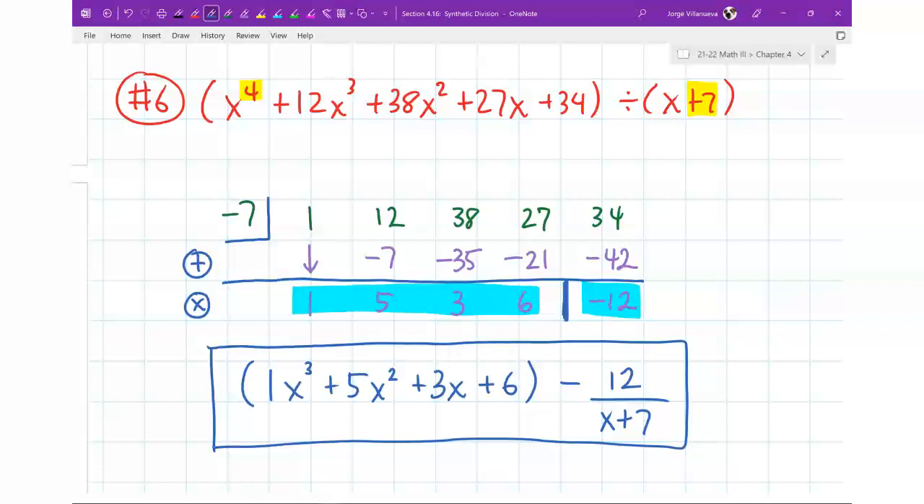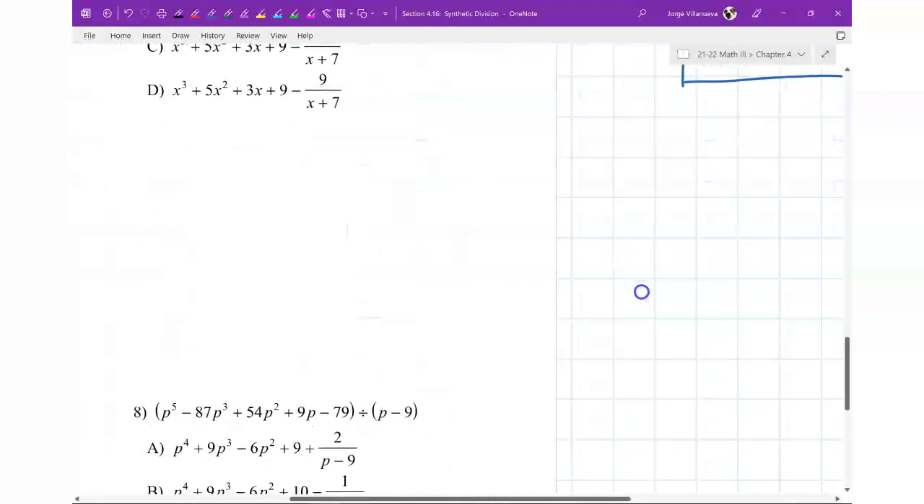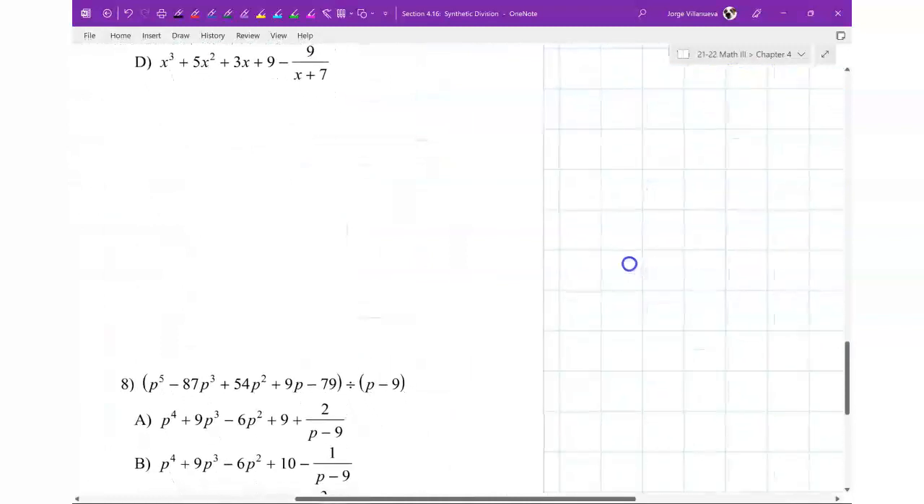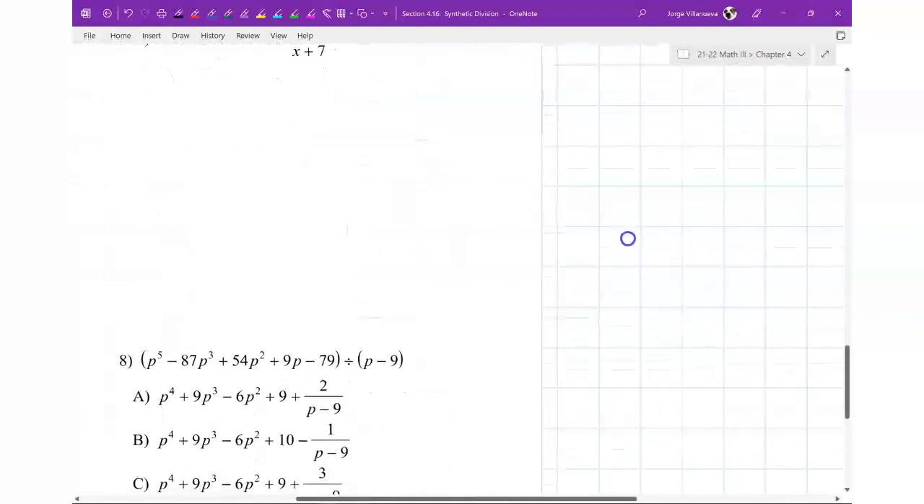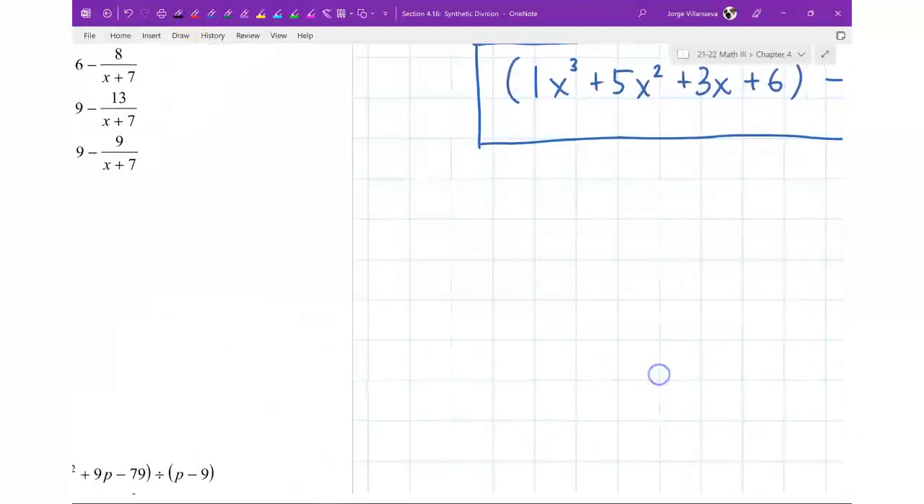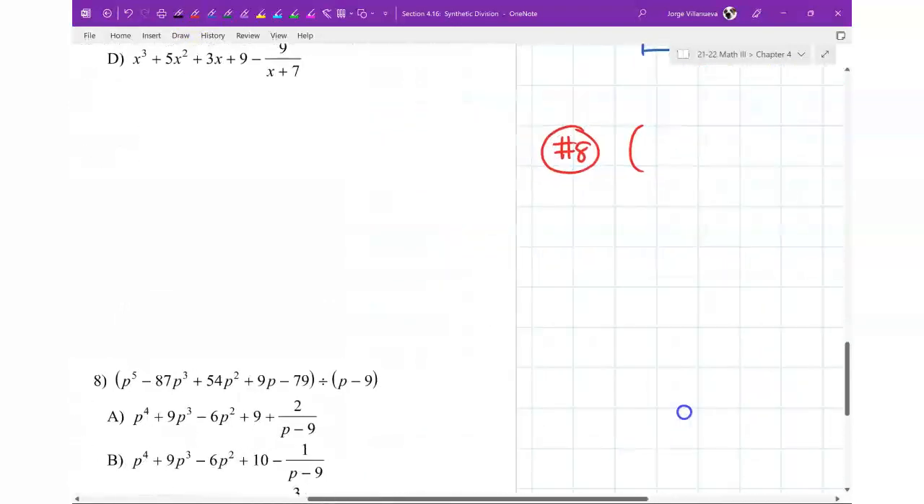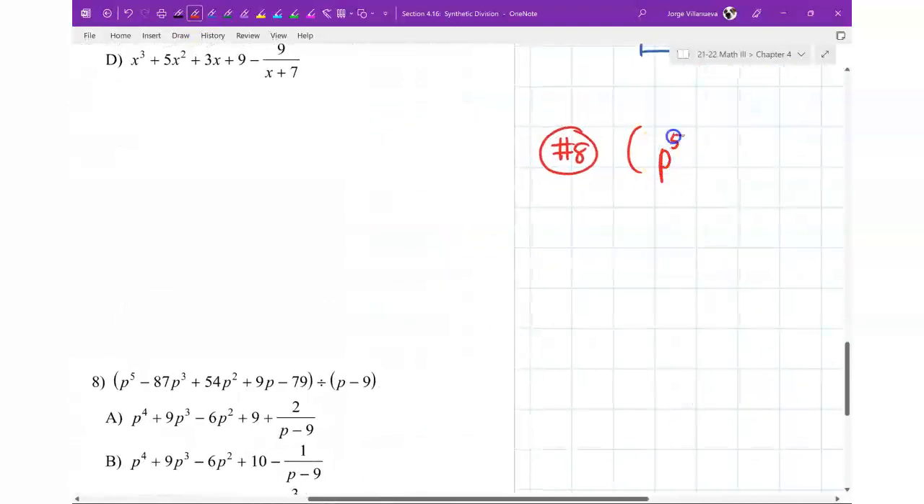So we've done the longest question. I'm going to give you guys a chance to do one all by yourself here. Number 8. I'm just going to set it up for you guys, and then I'm going to let you guys work on it. But number 8, let me write it out. So this is a long problem. P to the 5th.